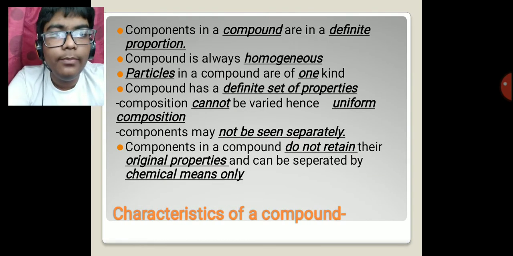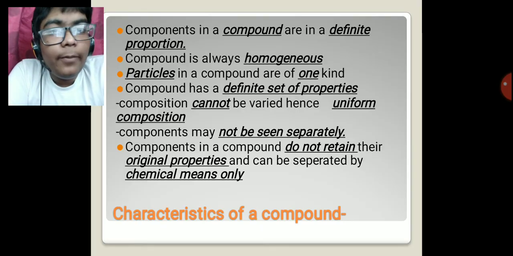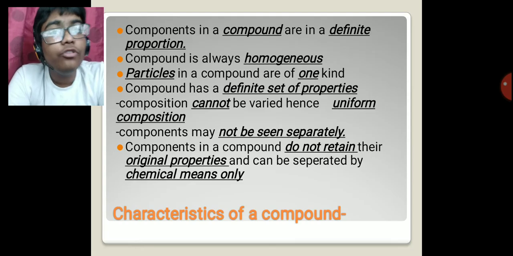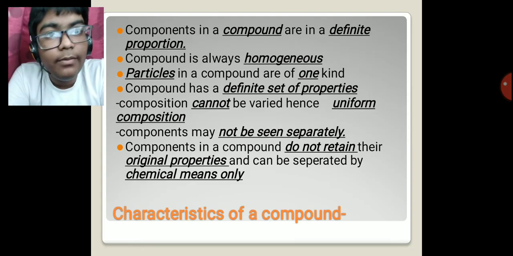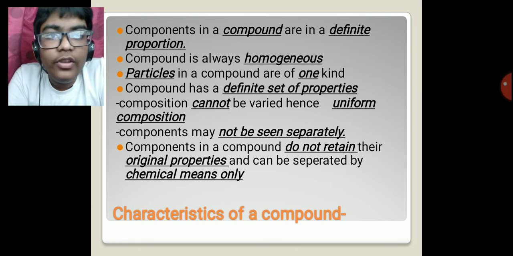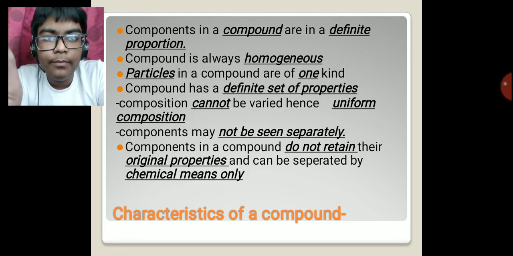Characteristics of a compound. Components in a compound are in a definite proportion. That means in H2O, hydrogen has to be 2 atoms, oxygen has to be 1 atom. That is definite proportion. Compounds are always homogeneous. You can't see two different elements present in it. You can only see it as a single unit.